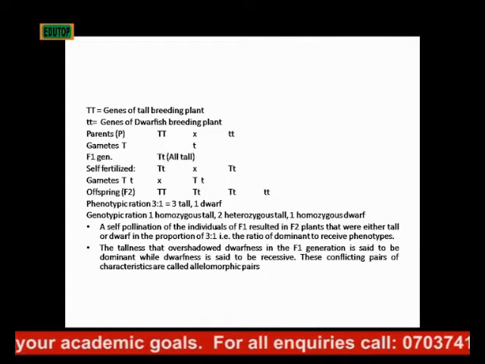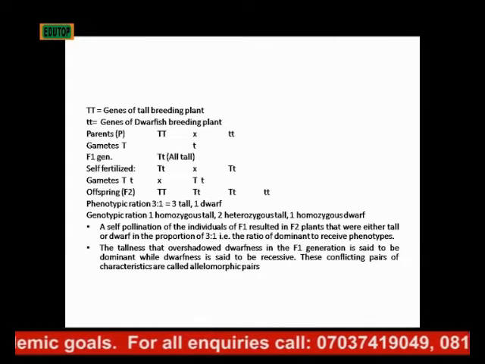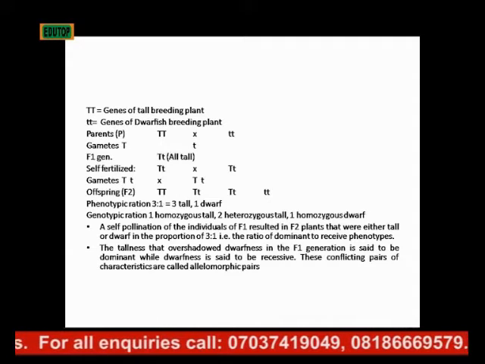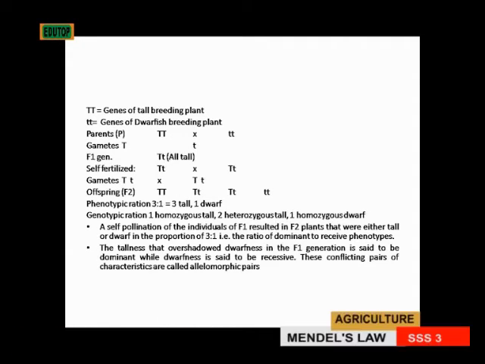Then the parent TT will cross the second tt, then all the gametes now, you have capital T, then small t, then all the offspring of the first generation are all tall, even though their tallness is not like the tallness of the TT, they have the capital and the small t. That's what you have in all the offspring. So it shows that it's a blend of what you have in the tall plant and in the dwarf plant, but they manifest all as tall plants.